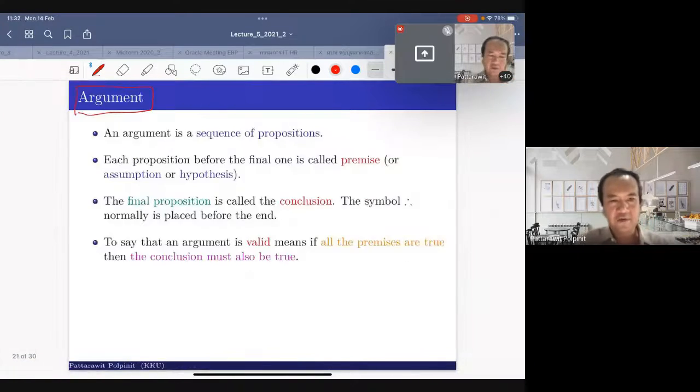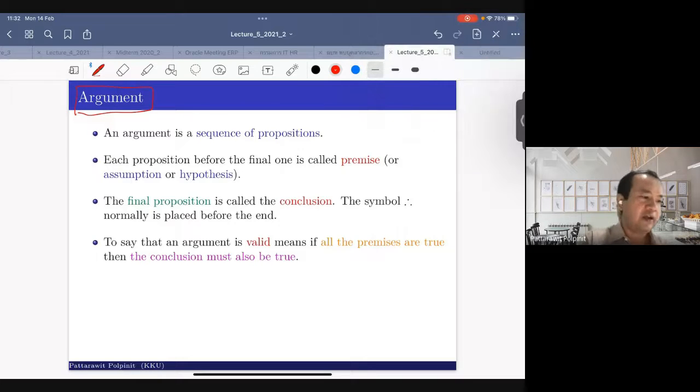Okay, the final part of this lecture on propositions, we're going to talk about arguments. So what is an argument? If you think of the word argument, it means we are giving reasons, or discussing with someone or many people about some topic, and you're trying to reason with them.